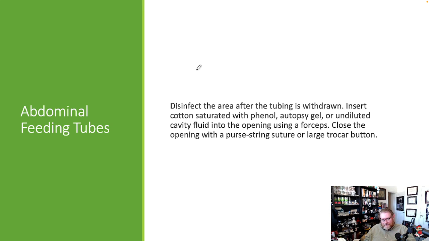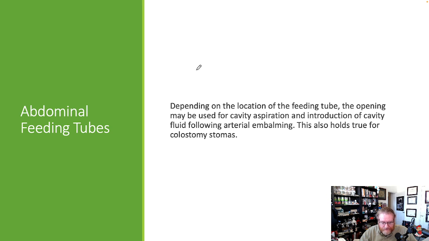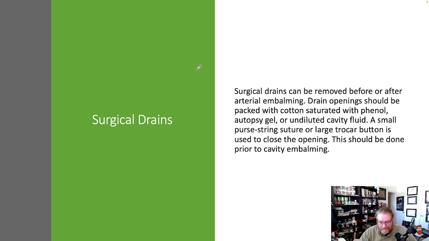But again, the moral of the story is if you can use this hole for cavity embalming, great. That means you don't have to make another one. But you do want to make sure that you're going to be able to effectively close this when you are done so that you are not unnecessarily exposing yourself to cavity fluid fumes. Depending on the location of the feeding tube, the opening may be used for cavity aspiration. There you go. This also holds true for colostomy stomas. There are different schools of thought on the colostomy stomas, and we'll get to them when we get to them.